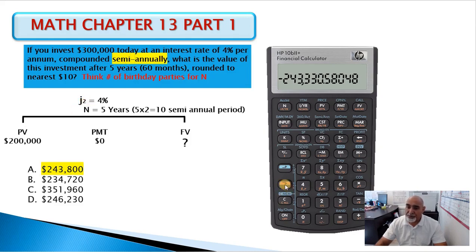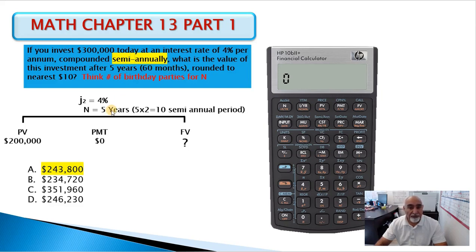So let's clear all. Again, you take all this information and you chart it up here. You know this is 300,000, okay? You know the interest rate is 4%. Semi-annually means 2. And you know it's, say, 5 years. Now, we're not talking months yet. We're talking semi-annual. There's a mistake right here, or they're giving you this just to confuse you.